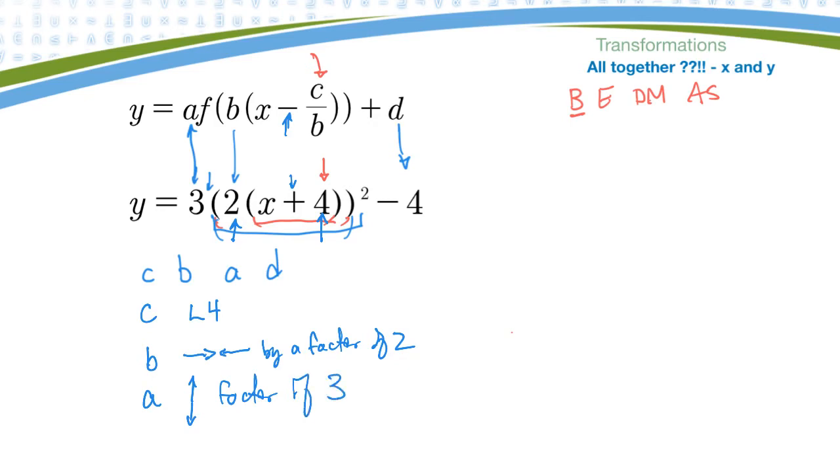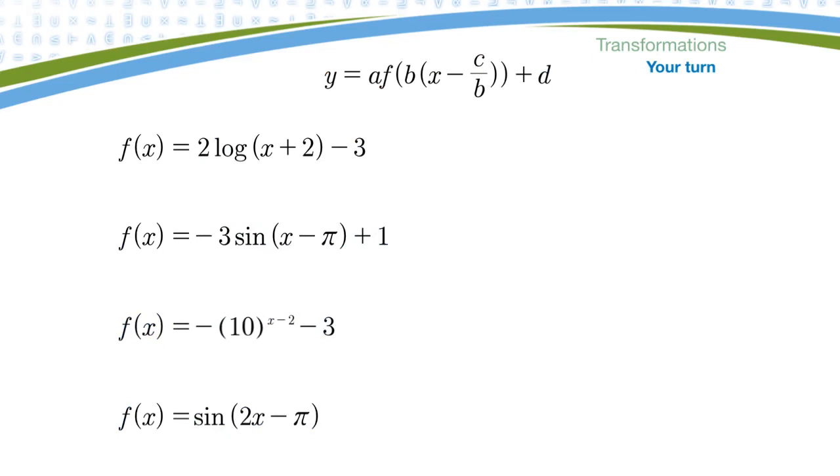And then finally, the D value is this one, and it's normally what you would think. If it's minus 4, that means the graph gets moved down by 4. Okay, on the next slide, I'll give you a couple that you can test on. So take each one of these and see if you can determine what each one of those transformations will do to the graph. Press pause, try them, then come back, see if you're right.